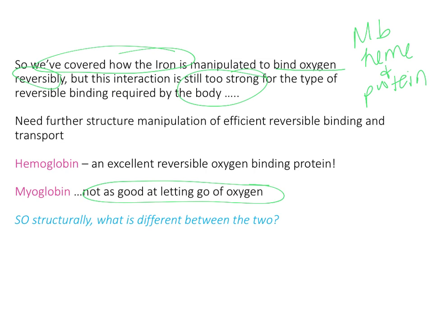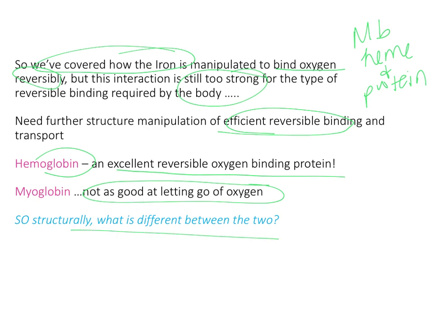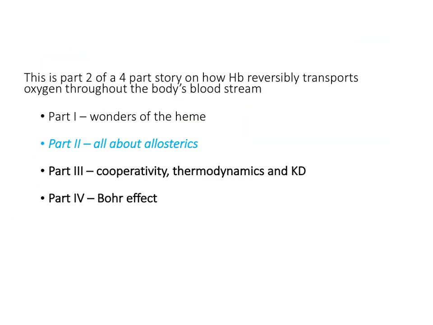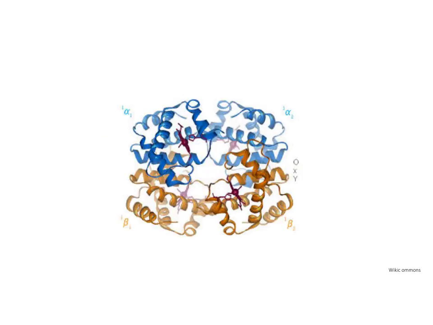And so we need one last piece of the puzzle in order to get efficient reversible binding of oxygen transport, and it turns out that's our friend hemoglobin, who is excellent at reversibly binding and solubilizing oxygen, because it's a globular protein. All right, so structurally, what is the difference between these two? So this again is part 2. This is all about allosteric. So structurally, what's the difference between these two proteins?